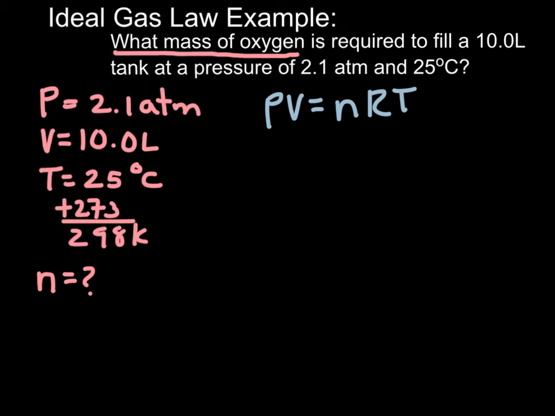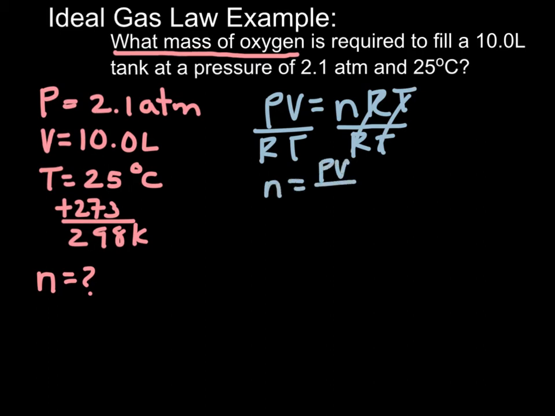So if we're going to solve for moles first in order to get to mass, we have to solve for N. So we're going to divide by RT on both sides. Our R and T's cancel out, and we're left with N is equal to PV over RT. Now we can plug and chug.